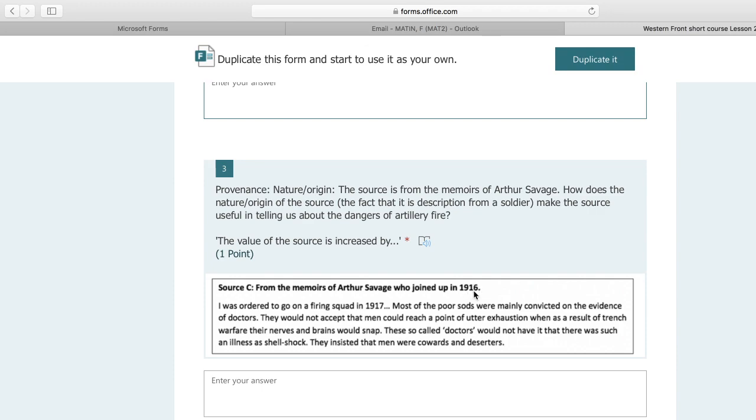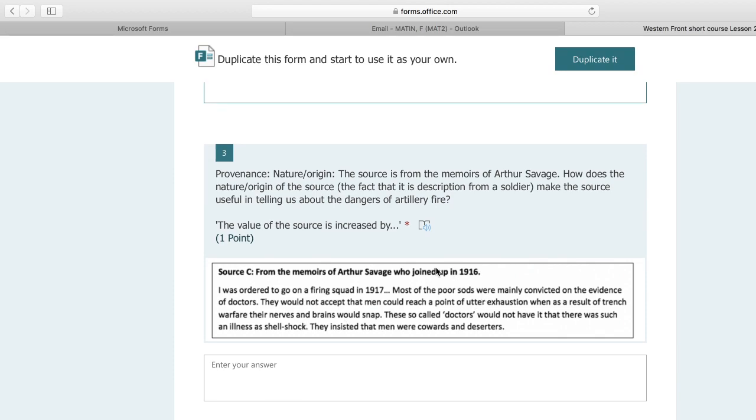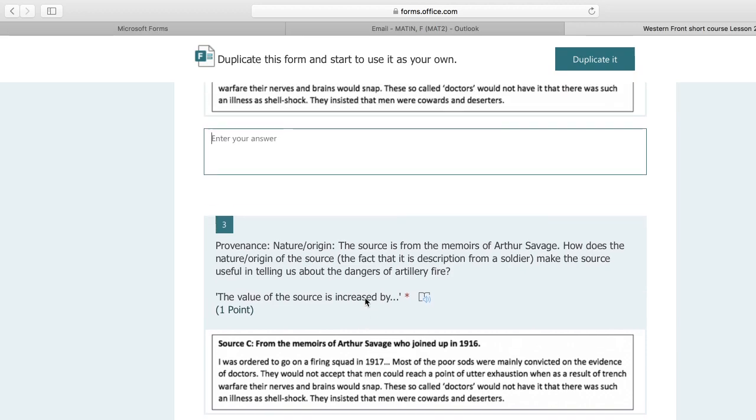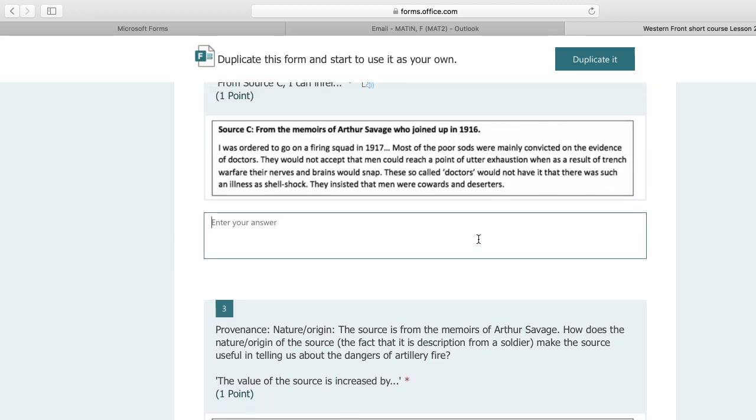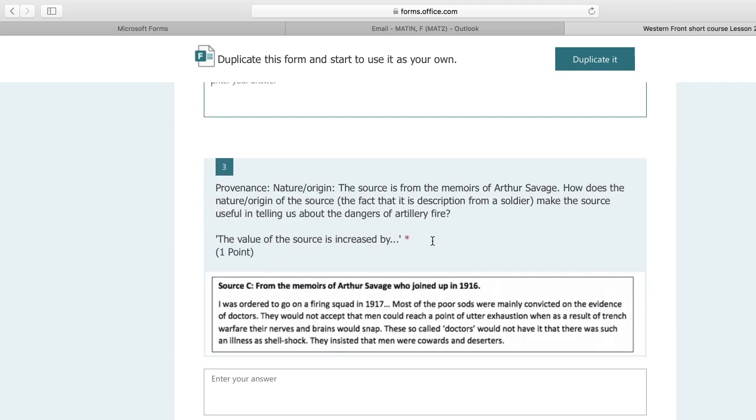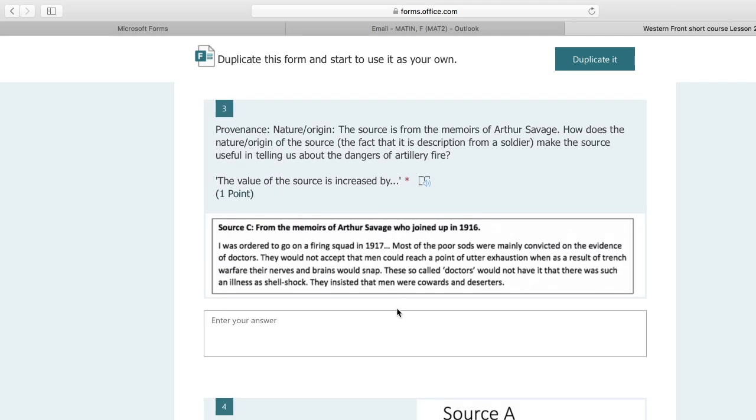1914 to 1918 is the First World War, and he fought. And he tells you a little bit about the dangers of artillery fire. We would have already identified what we're learning based on what he's saying. But now I want you to tell me, why is it useful, the fact that it's a description from a soldier who fought in 1916? Why does that make it useful to us?